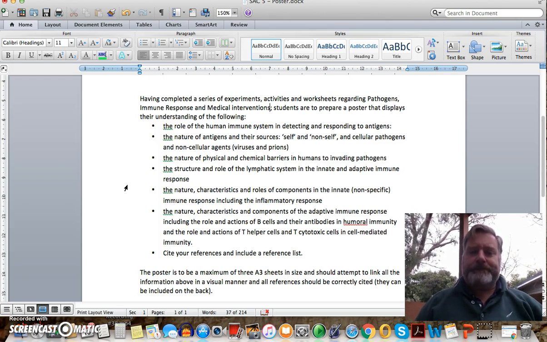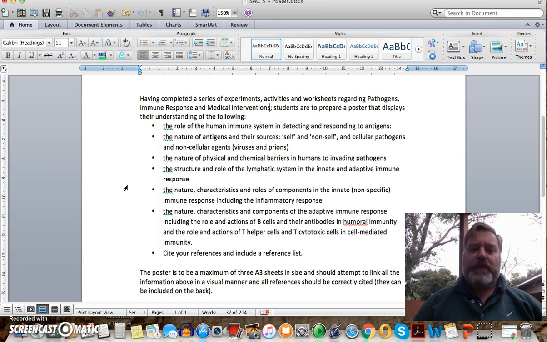So, we're in the process of completing some experiments. We've got another one next week. Carrying out some activities with that wonderful ELISA with GTAC last Friday. And all these things are building knowledge around pathogens, the immune response, and what we do to intervene medically. So, this one requires these following dot points. These are the dot points from the course design that you should be expecting exam questions on.